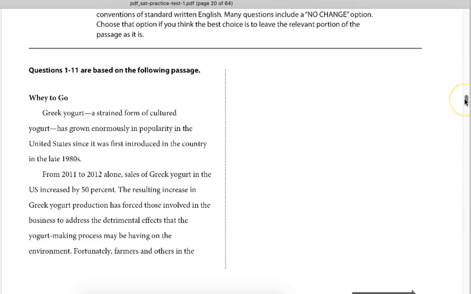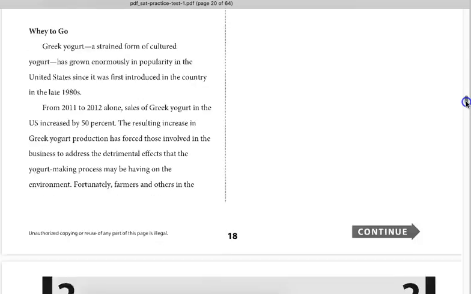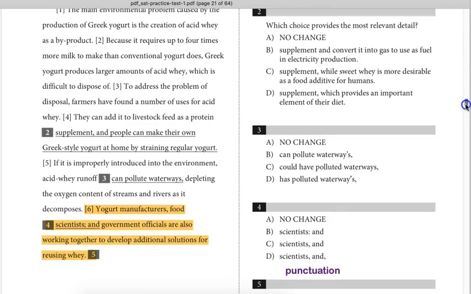Okay, so here's a passage. The first passage is called Way to Go. And let's scroll down to see where the errors are. We're going to focus specifically on the types of errors that are grammatically related, okay? All right, let's take a look at number 6.